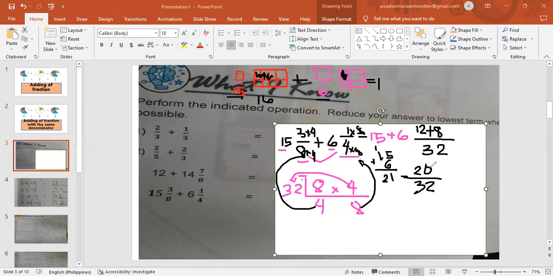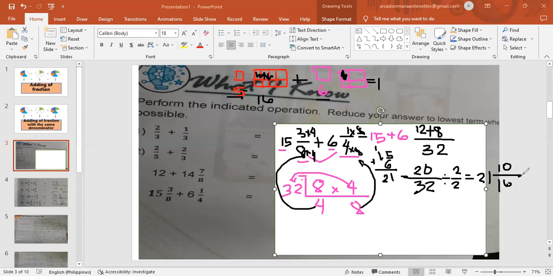We cannot divide 32 by 20, right? But we can find the common factor of this, 20. What number can we divide 20 and 32 by? That is 2, right? So, what's the answer? 20 divided by 2 is 10. Oh, don't forget the 21 there. Copy the 21. 20 divided by 2 is 10, over 32 divided by 2, that's 16, right?